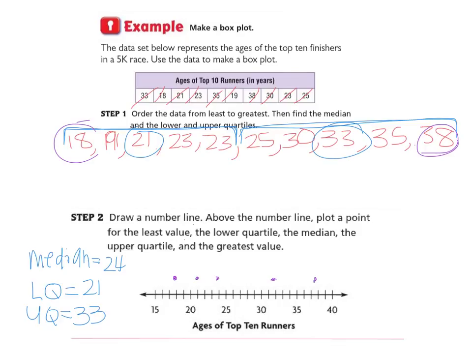All right, now I need to make my box around my upper and lower quartile. Oops. I'm not very good at this. And then draw the whiskers. Okay, and that's how you draw a box and whisker plot.